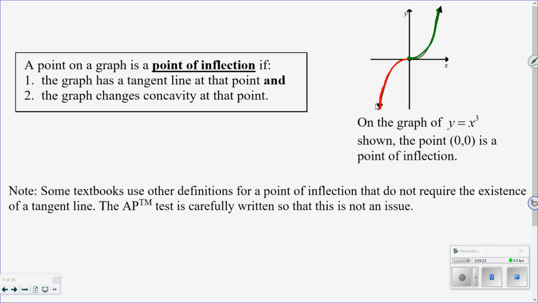Our definition of a point of inflection is the graph has a tangent line at the point, and it changes concavity at that point. It goes from concave up to concave down, or concave down to concave up.